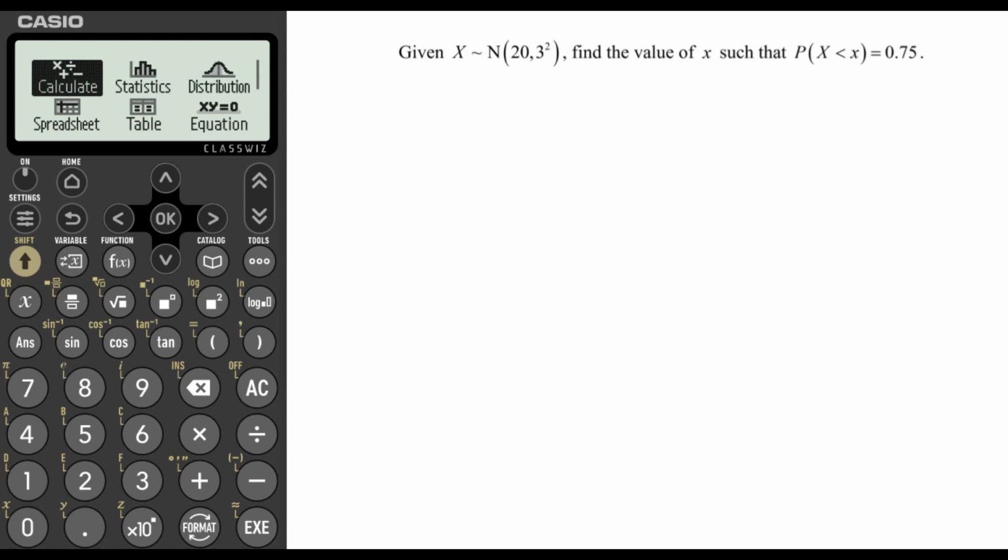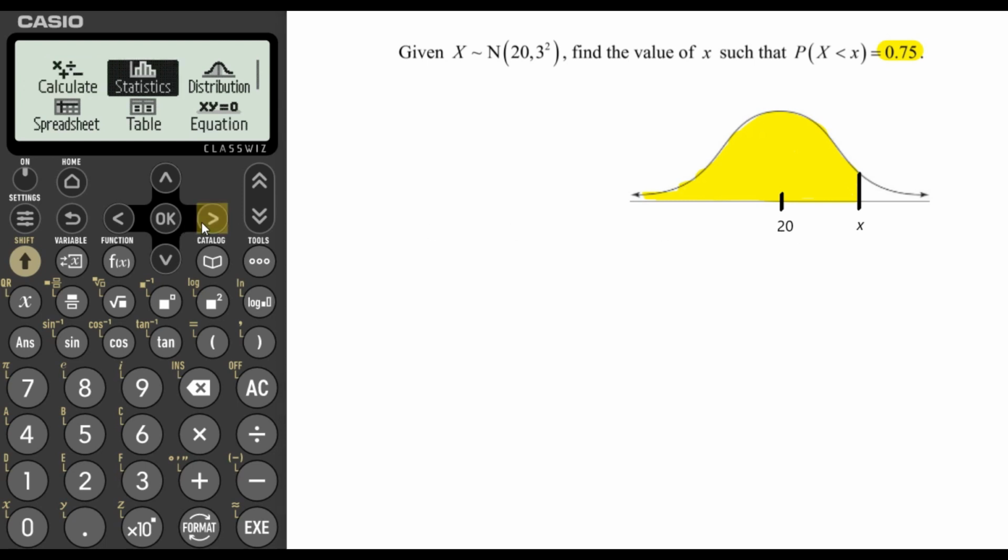We can use our calculator to work with inverse normals. Now in this example we are given that x is normally distributed with parameters 20 and 3 squared, and with this we have to find the value of x such that the probability that X is less than x is 0.75. If we draw a diagram to illustrate this, we have the following. We have to calculate the value of x for which the probability of X being less than x is 0.75. So this yellow shaded area corresponds to the 0.75, and we've got the mean, which is 20.